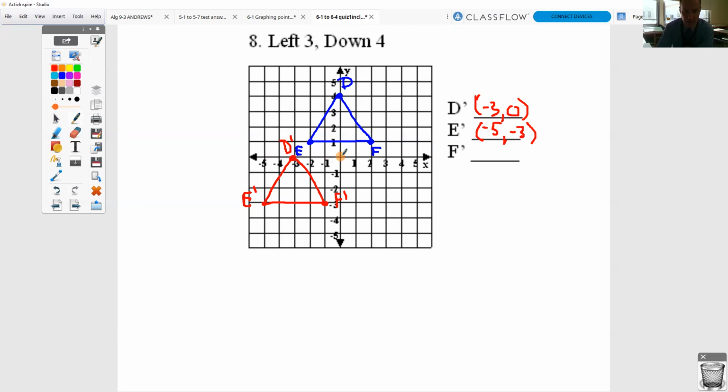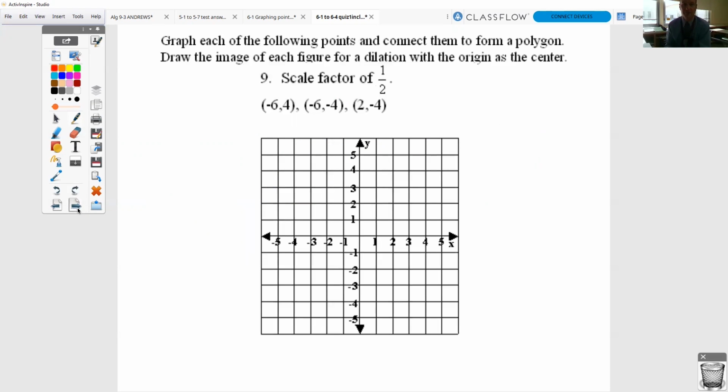And F prime, starting in the middle, over to -1, down to -3. So we drew our picture, we labeled it with primes, and we wrote down the coordinates. In the last section, you have to do a dilation. So when you go to do a dilation, whatever the scale factor is, that's what we have to multiply by.